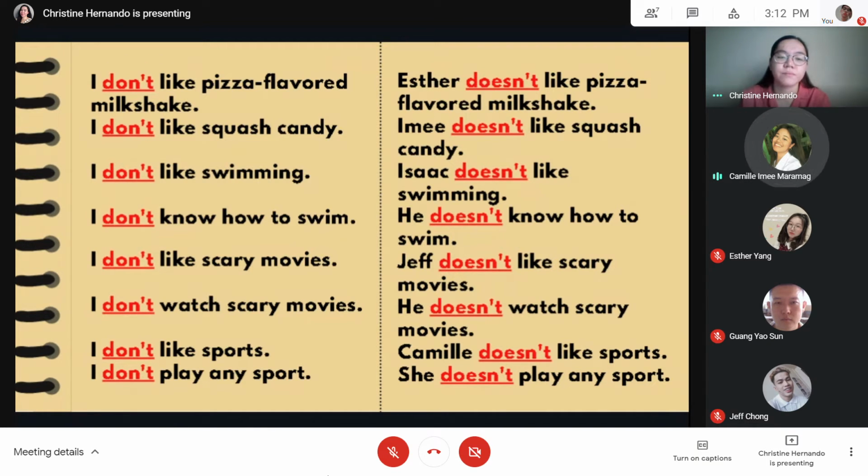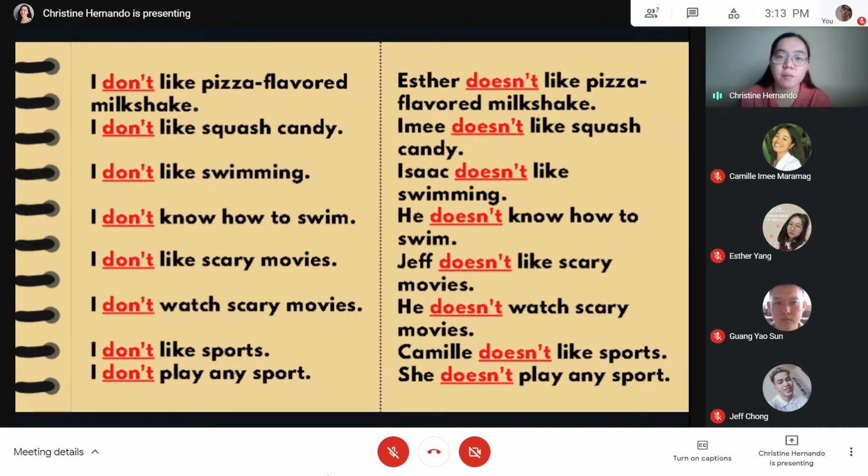They make the sentence negative. That is correct because look at this. Look at the first sentence in the left part. I don't like pizza flavored milkshake. If I omit the word don't from the sentence, it would be I like pizza flavored milkshake. So it would be an affirmative sentence. Is that right? That if I take away the word don't, it would be an affirmative sentence.